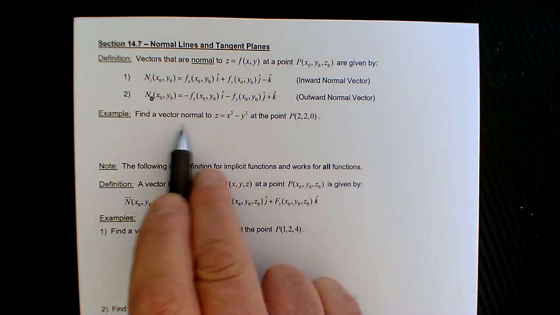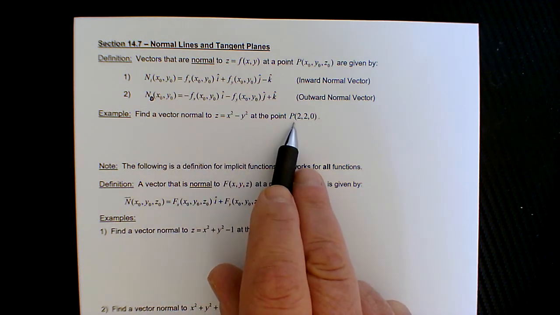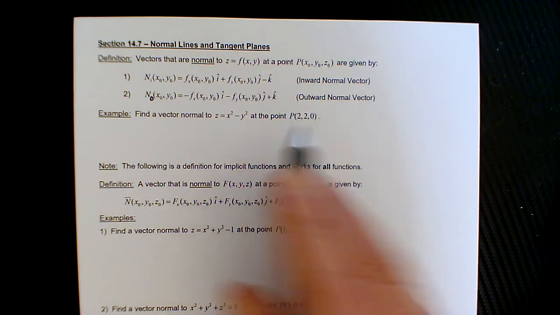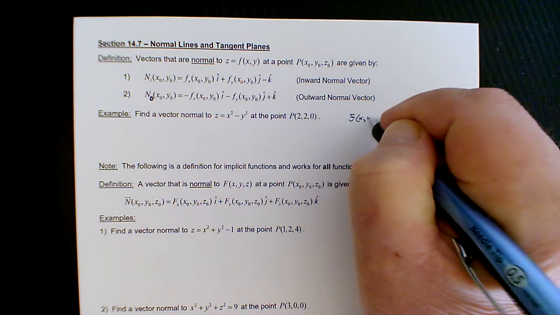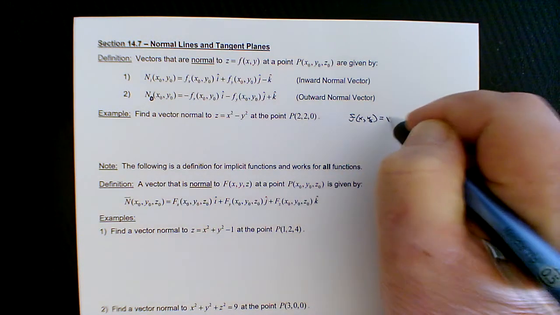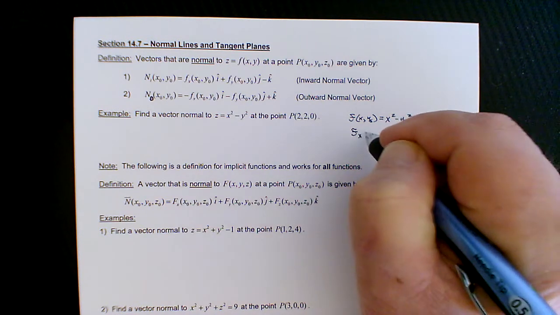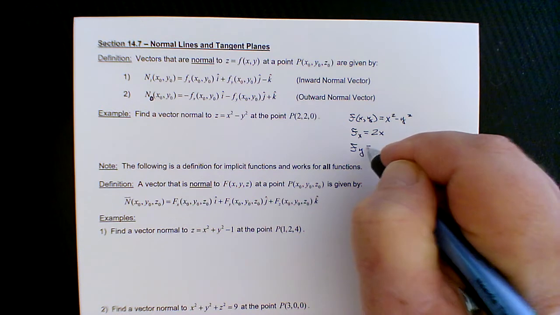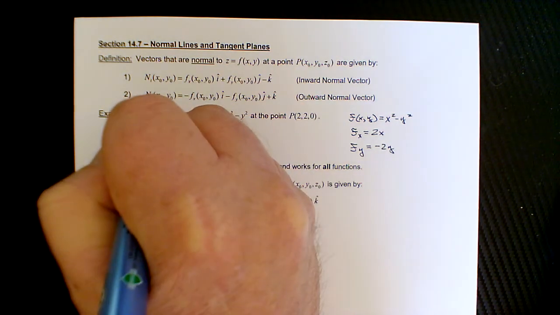So here's an example. Find a vector normal to this function at this given point. So we're going to use our definition. It doesn't matter which one you use. We'll stick with the inward. And basically, we'll replace z by f of x, y. And then we'll calculate the two partials. The partial with respect to x is 2x. The partial with respect to y is negative 2y. And then into our formula.